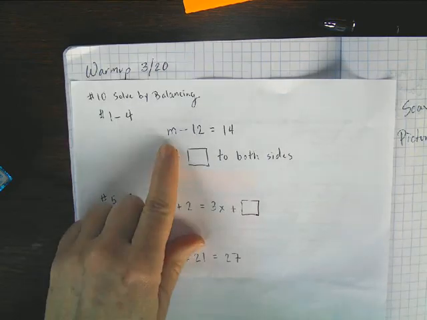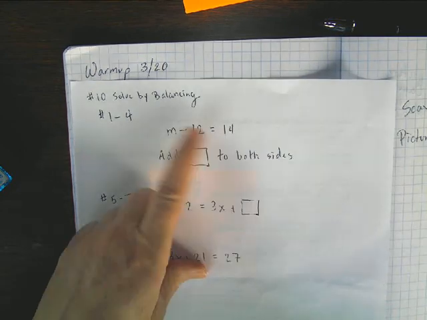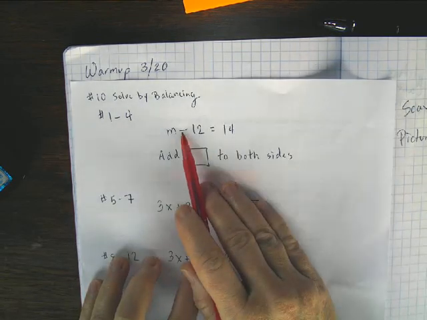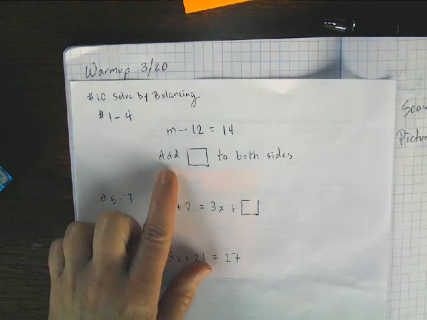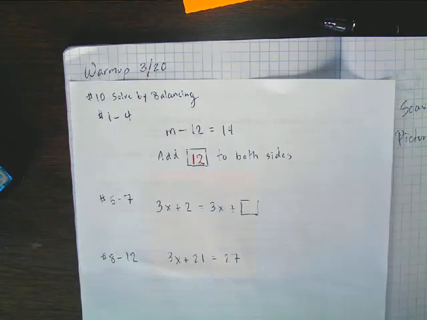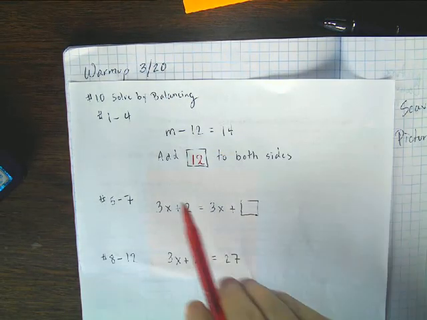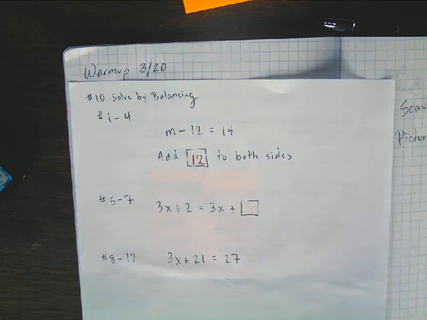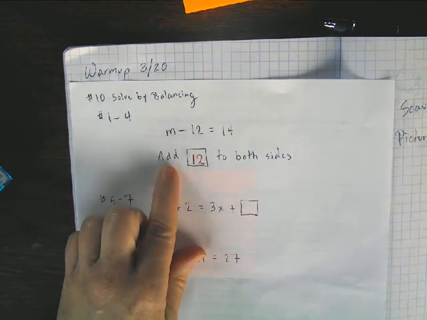You had a problem maybe that looked like this, and it says, what do you need to add to both sides to get the letter by itself? How can I get the letter by itself? How can I get rid of minus 12? To get rid of minus 12, we need to do the opposite. We need to add 12. Okay, it's that simple. Whatever they had here, you just need to add the opposite. So that's how you do problems 1 through 4. Very simple. You don't actually have to solve the equation and find the letter. You just have to say, what's the opposite of minus 12? That would be add 12.